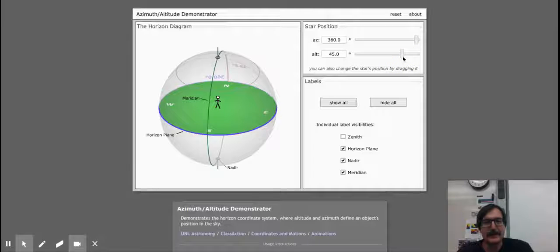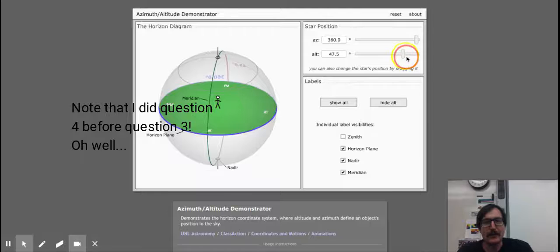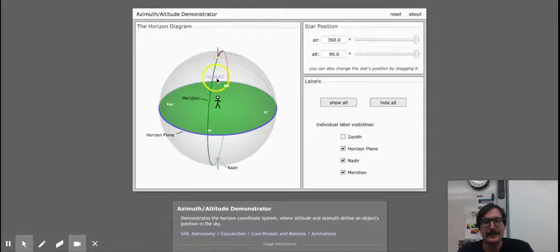Then the third part here, what you're supposed to do is look at the altitude. If you're at the North Pole, slide it straight to the right, 90 degrees straight up. So if I was standing on the North Pole and I was looking straight up, then it'd be 90 degrees. If I was at the North Pole, though, and I put the slider all the way down, then we're looking straight downward, which is straight towards the South Pole, which would be the nadir at negative 90 degrees.